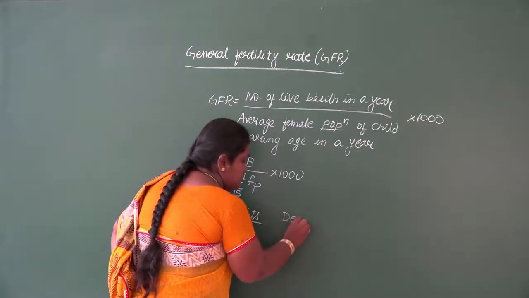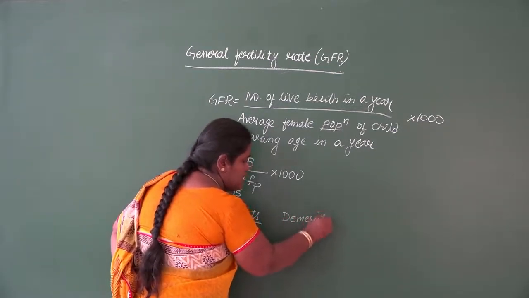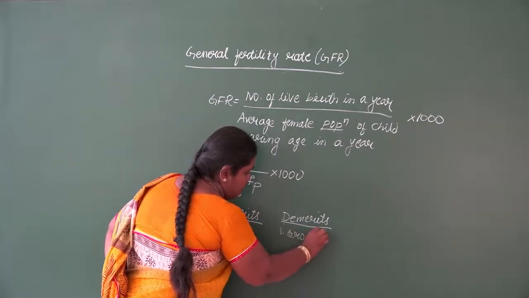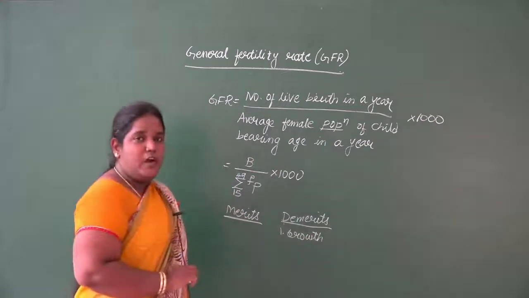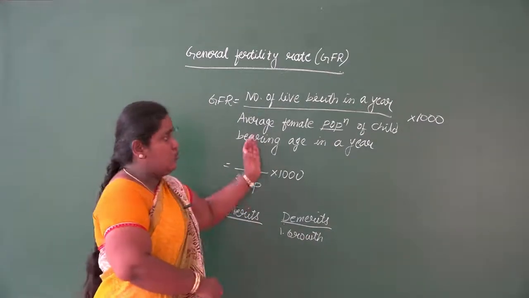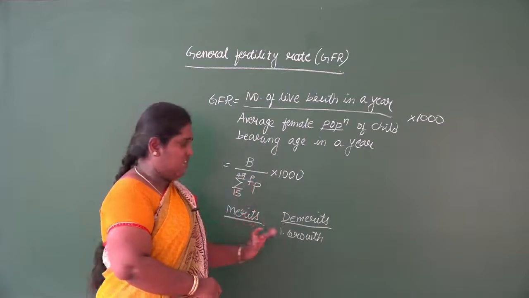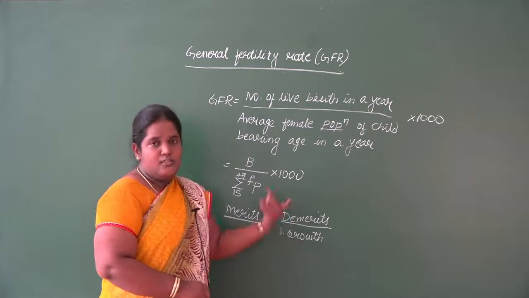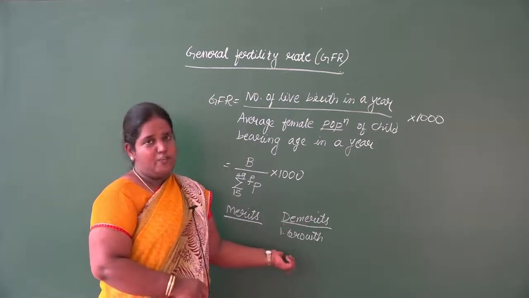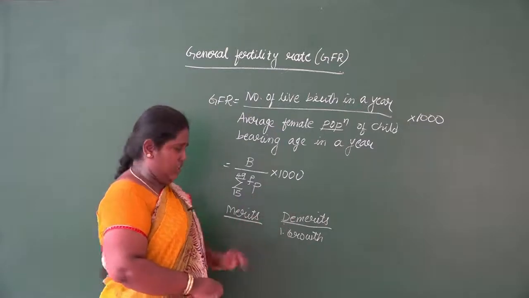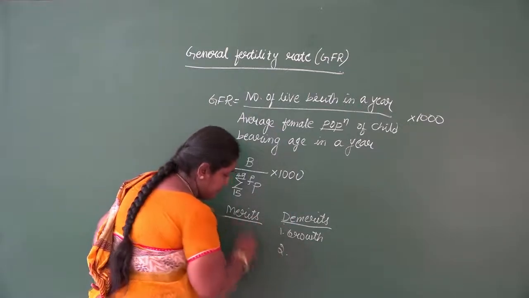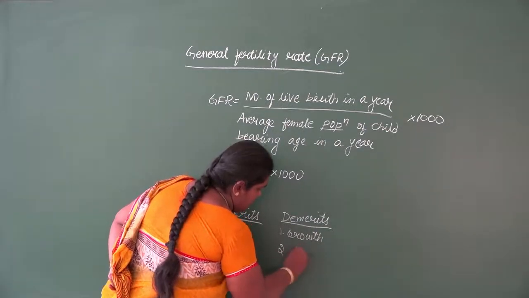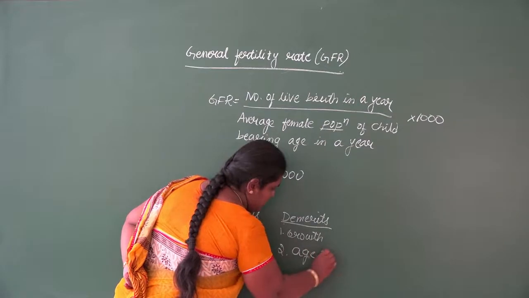Then demerits, the growth of the population cannot be studied in this. I'll write it down. So growth of the population cannot be studied because only the part of the population we are taking, the women population only of the childbearing age. So the entire population is not taken into consideration. Because of that, how much growth it is occurring, that we cannot measure by using general fertility rate. And even the sex composition, the age composition is not considered.